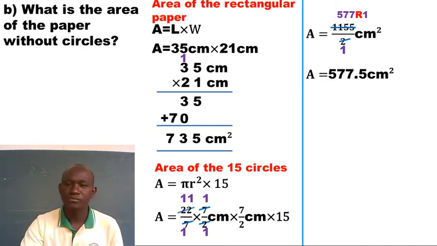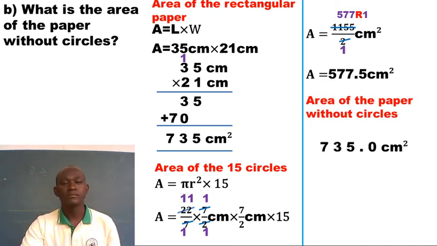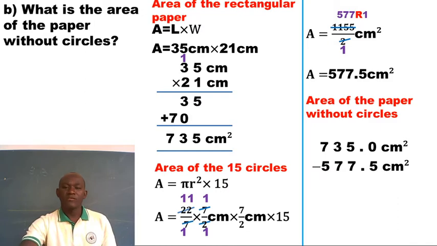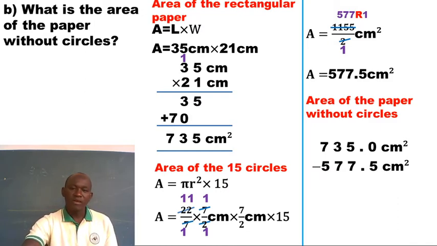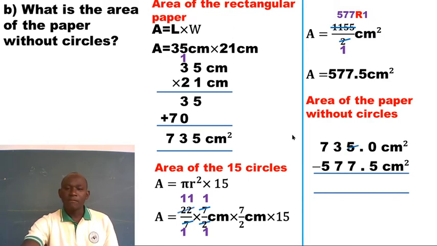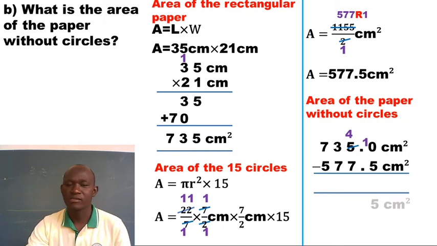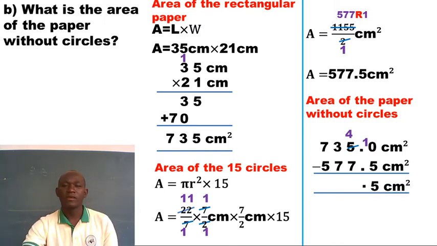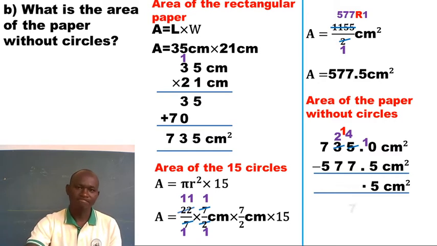Carry out subtraction. Subtract these two: 735.0 square centimeters, take away 577.5 square centimeters. Now, 0 take away 5, 0 is less, so I need to regroup. I'll have 10 there, and I have 4. 10 take away 5 is giving me 5. Then 4 is still less, so I need to regroup. That becomes 14, and I remain with 2. So 14 take away 7 is giving me 7.